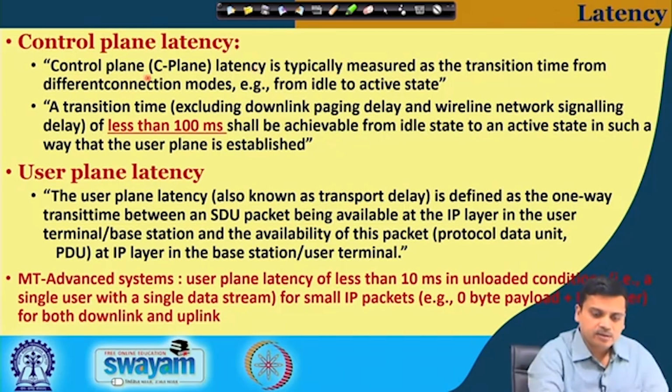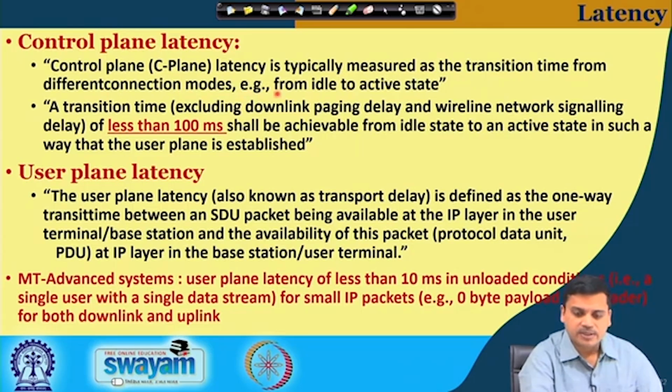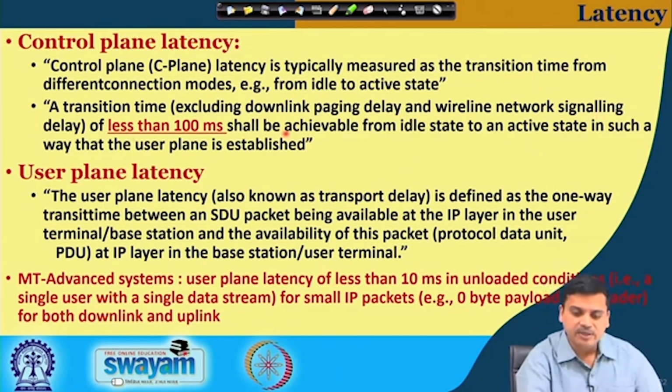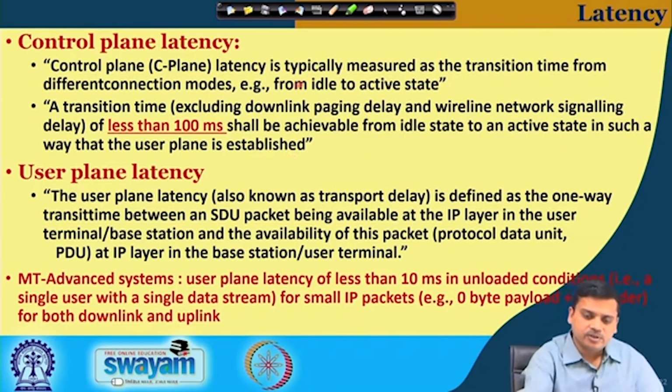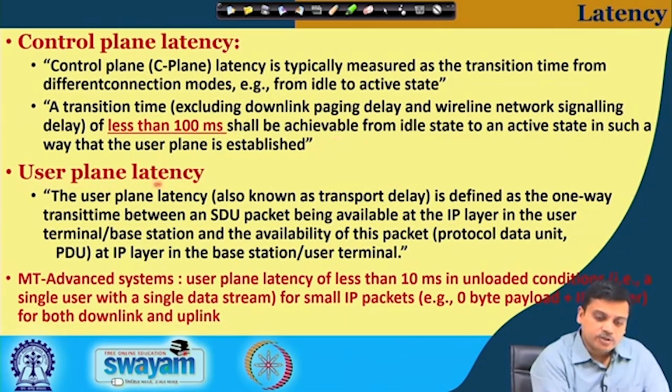So, here control plane latency, also referred to as C-plane latency, is typically measured as transmission time from different connection modes, that is from idle to active state. A transition time of less than 100 milliseconds, excluding downlink paging delay and wireline network signaling delay, shall be achievable from idle state to active state in such a way that the user plane is established. So, this clearly defines what is known as the control plane latency. Whenever requirements of control plane latency come up, you can refer to these particular definitions in the ITU documents. The other one is the user plane latency.